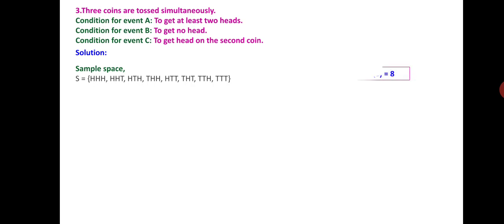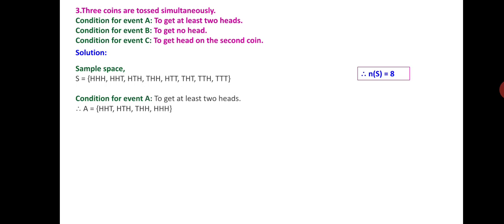Next, 3 coins are tossed simultaneously. 3 coins we are going to toss now here. Condition for event A is to get at least 2 heads. Condition for event B is to get no head at all. And condition for event C will be to get head on the second coin. Friends, let us write first the sample space. S is equal to, 3 coins are tossed. Either head or tail is possible among these 3. So the combination that you are getting will be HHH, HHT, HTH, THH, HTT, THT, TTH and TTT. Therefore, you are getting n of S will be equal to 8.